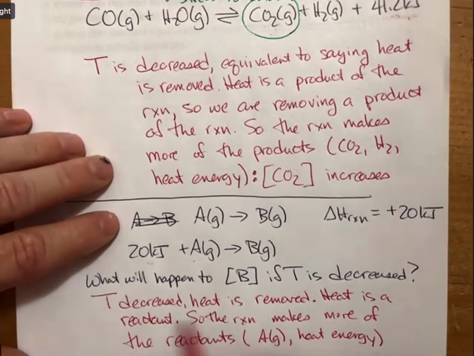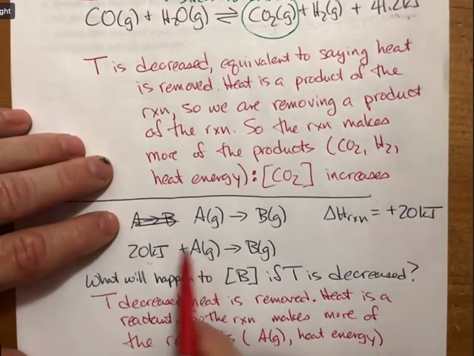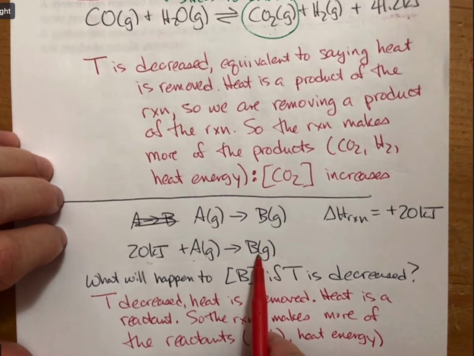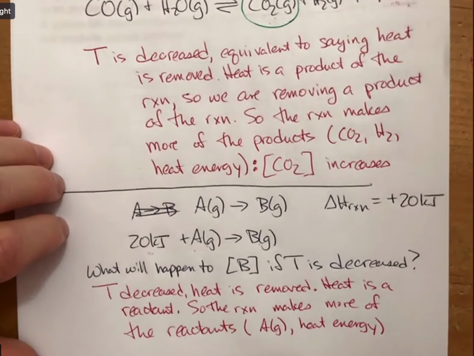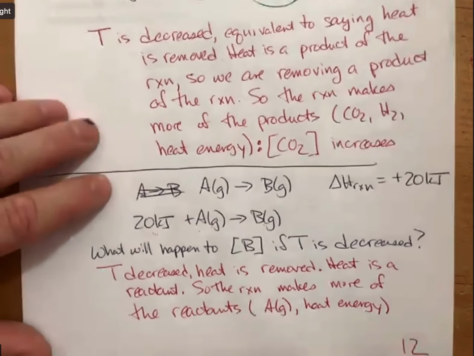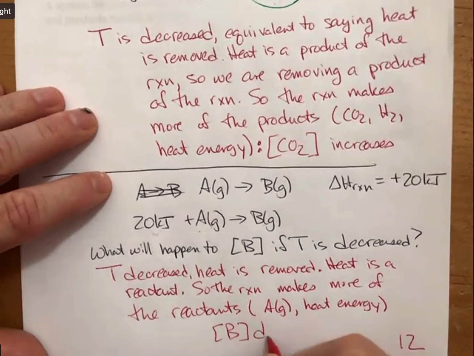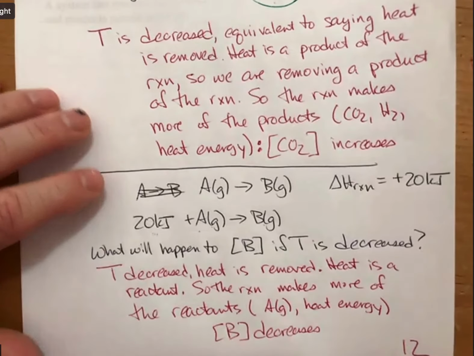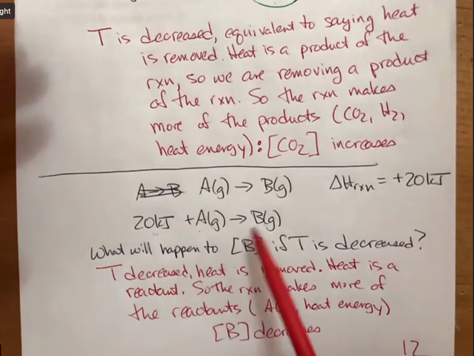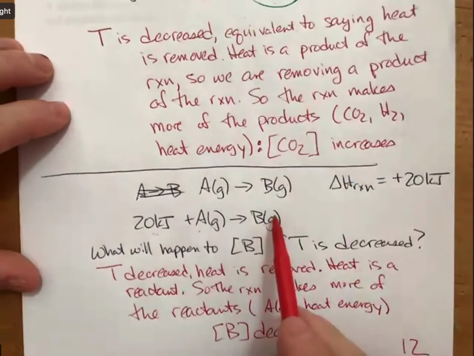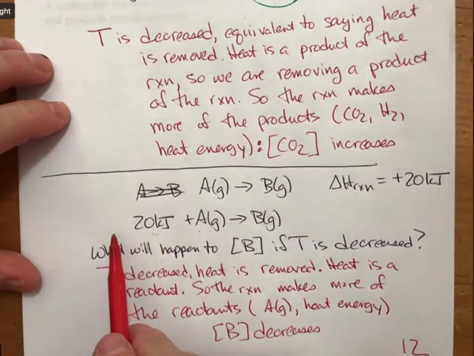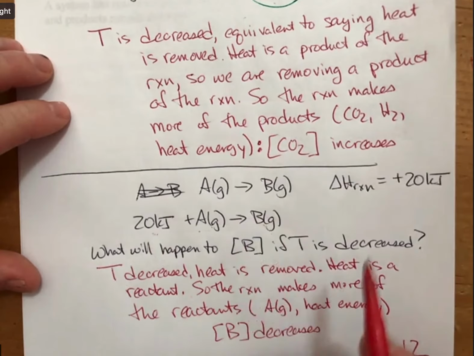Now, when it makes more of the reactants, what happens to B? I wouldn't say the concentration decreases. Thank you, Daryl. Very good. Concentration of B decreases. Because that's one of the secrets of this: the reaction is responding. The reaction can go in the forward direction, like the example up here, or the reaction can go in the reverse direction, which would decrease the concentration of B. Right on.